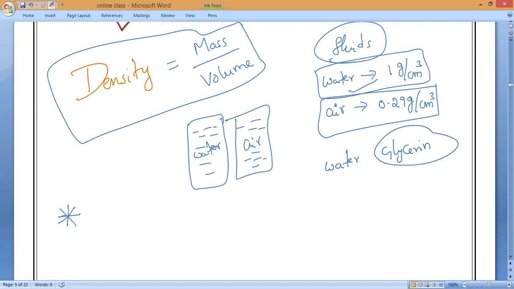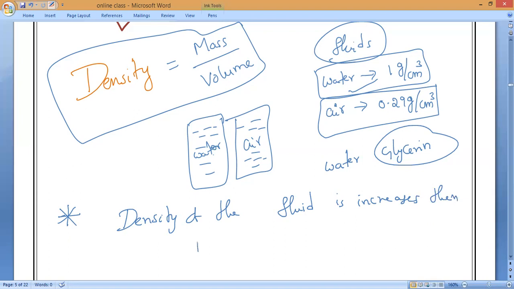Fluid pressure depends directly on the density of the fluid. If the density of the fluid increases, does the pressure increase or decrease? If the density of the fluid increases, then what will happen to the pressure exerted by the fluid? Increases. The pressure exerted by the fluid also increases.